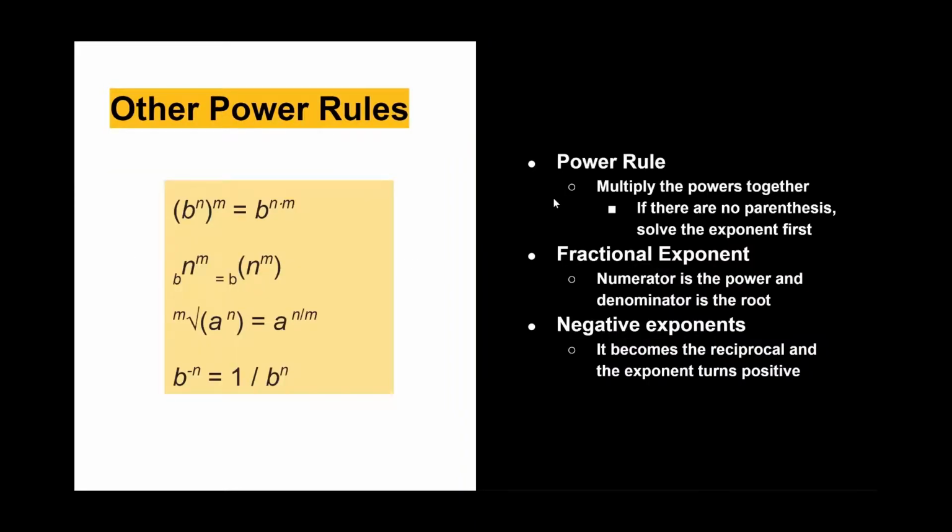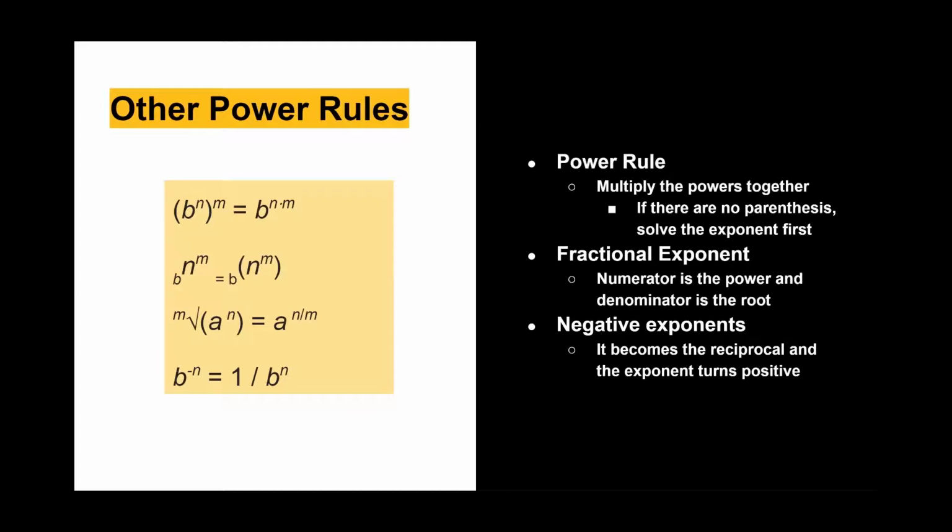And then we have other power rules here. The first is the power rule, and for that one you multiply the powers together, but if there are no parentheses, you solve the exponent first. The first one you can see that there are parentheses, so it ends up being b raised to n times m. For the bottom one you can see that there's no parentheses, so you would first raise n to m, like you would apply the m exponent to n, and then you would raise b to what you just found.